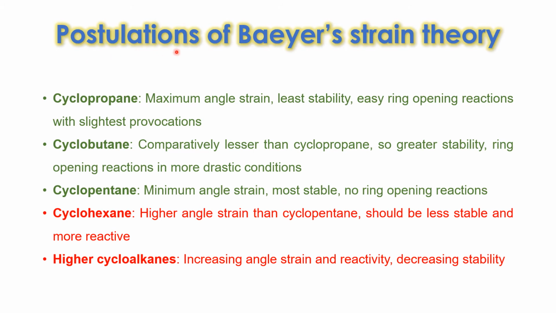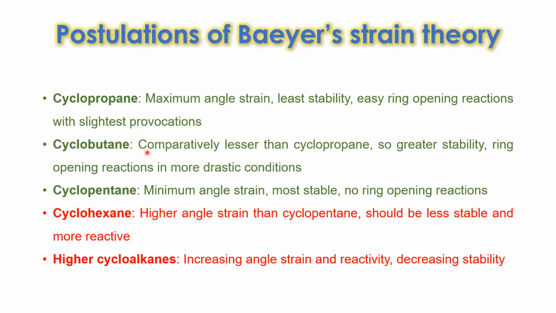So Baeyer postulated that cyclopropane has maximum angle strain, so it should be the least stable of all the examples we have seen till now. Because it is least stable, with the slightest trigger it should easily undergo ring opening, and that is what was confirmed practically. Cyclopropane is stable in the sense of opening the ring rather than compressing it.